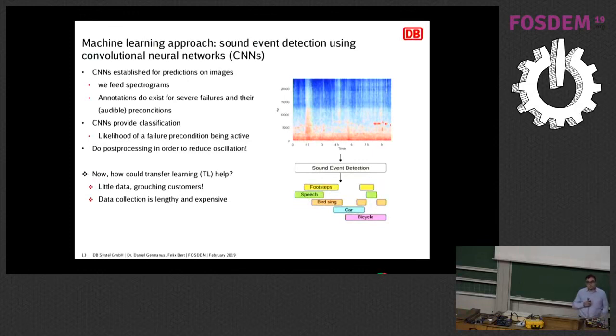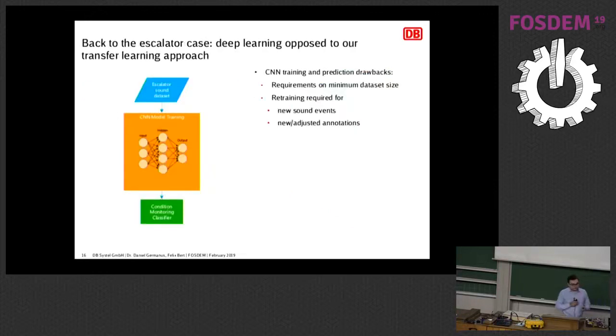And we have, of course, the problem that if you know what the sound is right now, it might not be the sound the machine is making all the time. So after this, we need to do some kind of post-processing to get rid of some oscillation in our predictions. As Daniel mentioned, if we have a new use case, we might have really little data. So how could we use transfer learning to do something about that and reduce the time and cost for data labeling and acquisition of new audio?